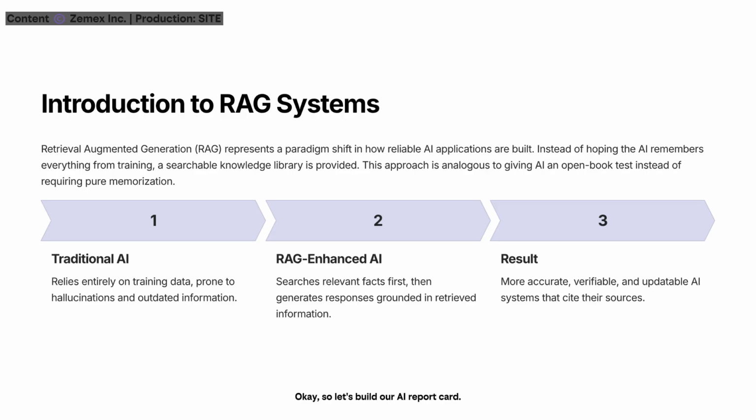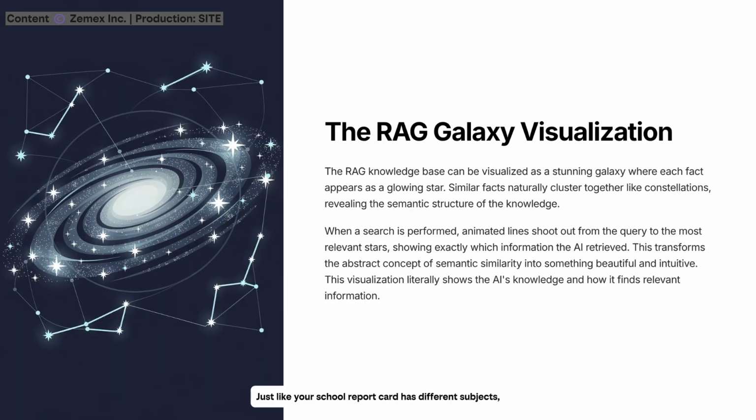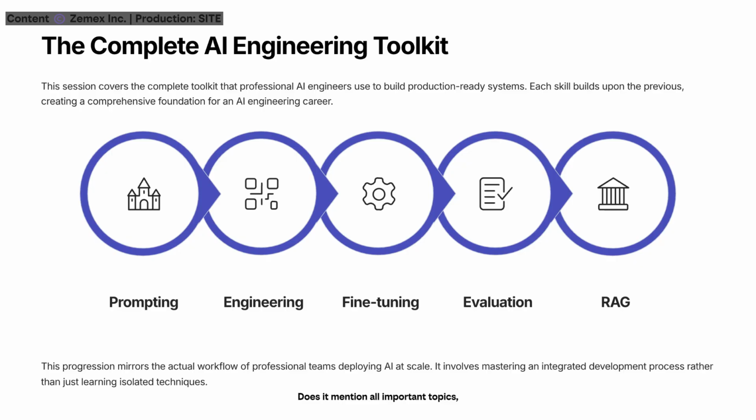Okay, so let's build our AI report card. Just like your school report card has different subjects, we'll grade AI on 6 different dimensions. Here are the dimensions. Accuracy. Does it get facts right, like your history grade? And coverage. Does it mention all important topics, like essay completeness? Uncertainty. Does it say I'm not sure when it should, honestly, instead of hallucinating? I like honest AI better than hallucinating AI.